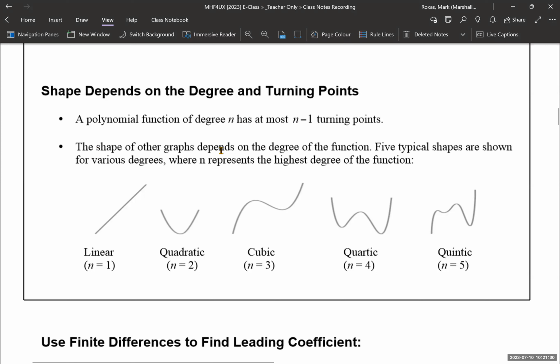The shape of graphs depends on the degree of the function. 5 typical shapes are shown for various degrees, where n represents the highest degree of the function. So linear function, n equals 1. For degree 2, quadratic. Degree 3, you can have a cubic. For 4th degree is a quartic, and for 5th degree, a quintic. Okay.